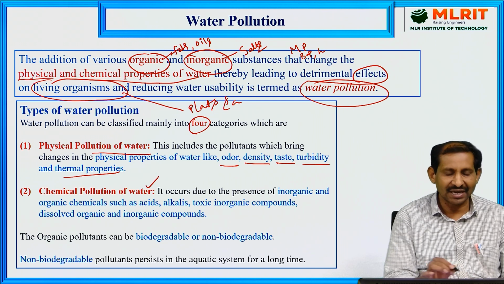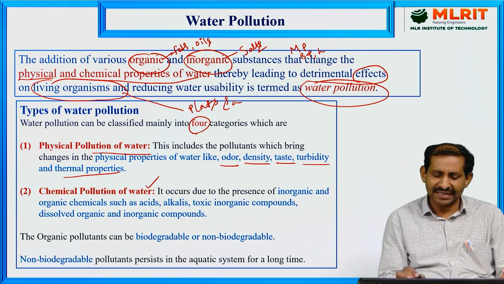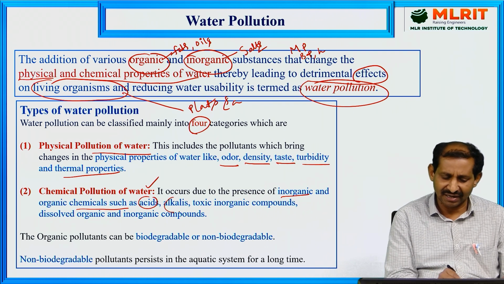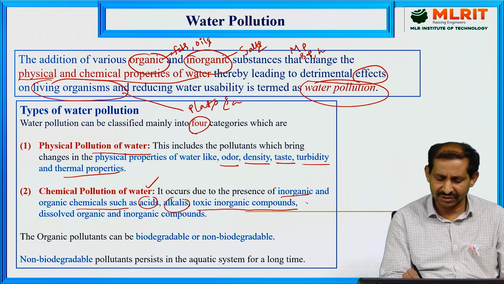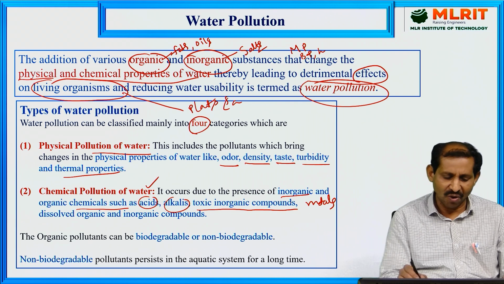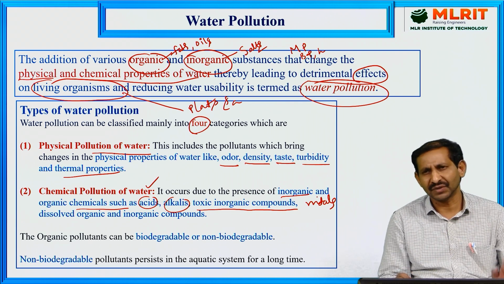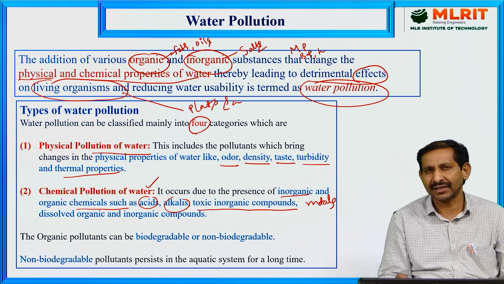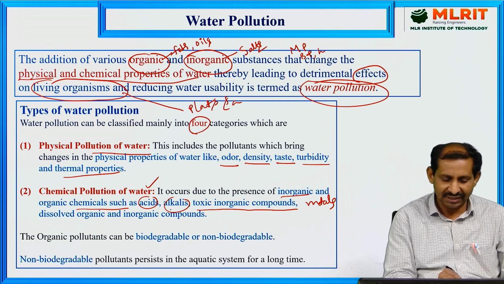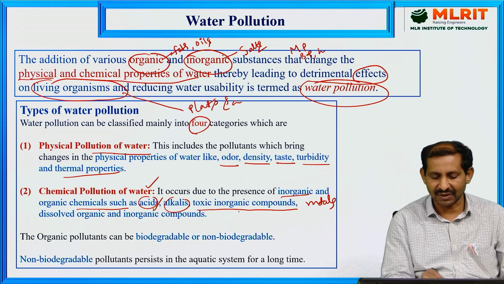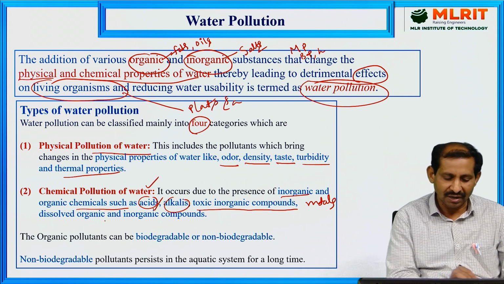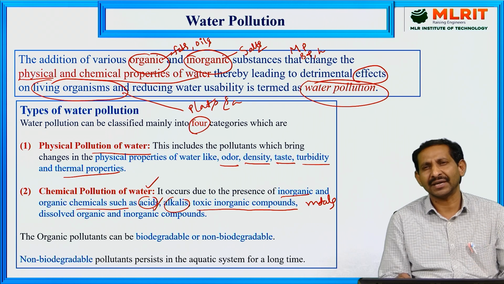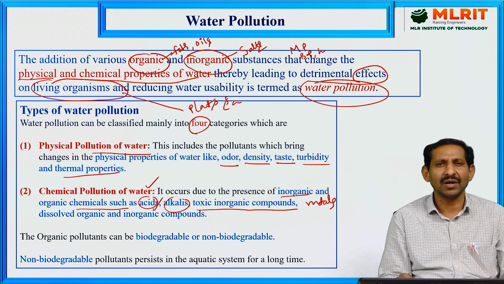Now coming to chemical pollution of water. Inorganic and organic chemicals like acids, alkalis, toxic inorganic compounds and some metals are combined or mixed with the water. That creates pollution under the category of chemical pollution. For example, acids, alkalis, toxic inorganic compounds and organic compounds that dissolve in water come under chemical pollution of water.